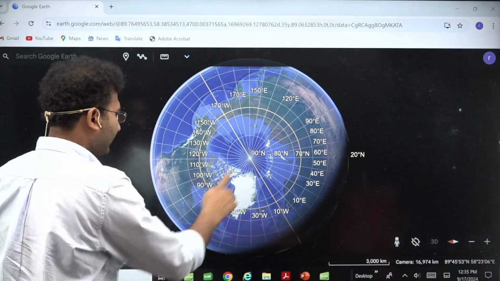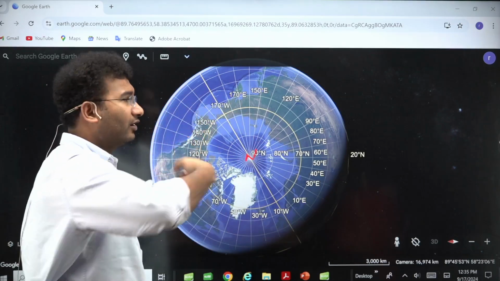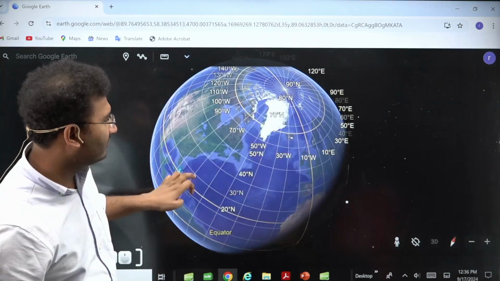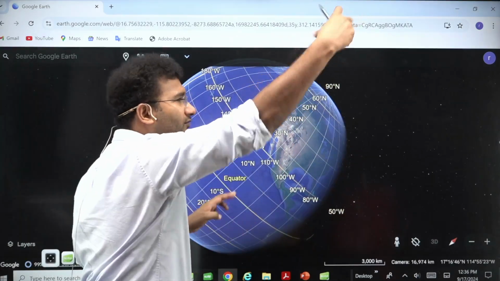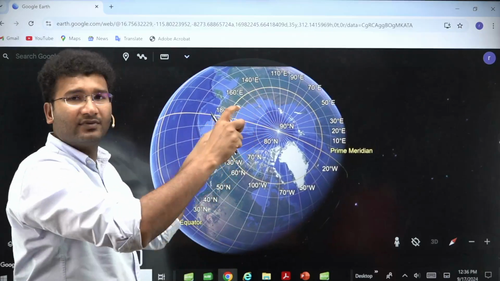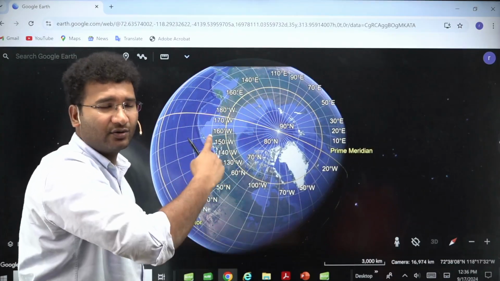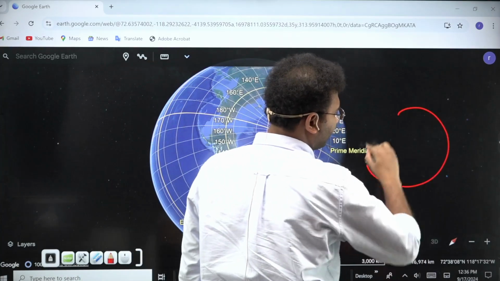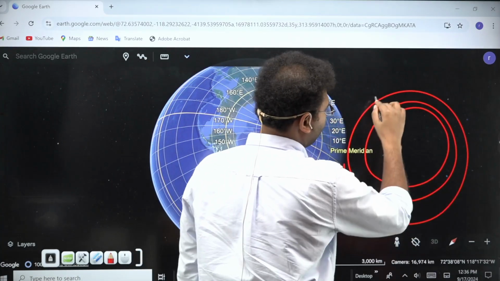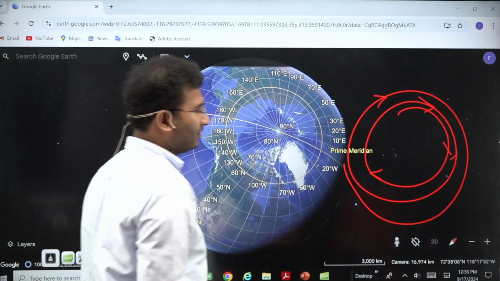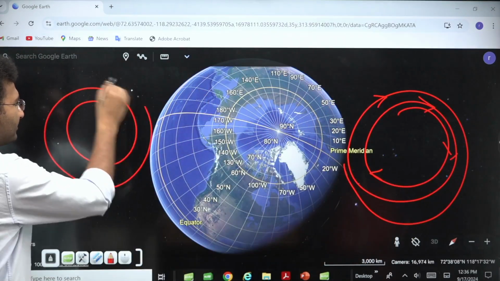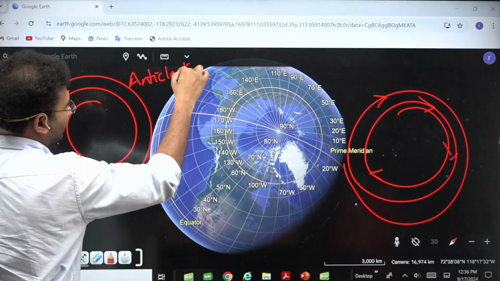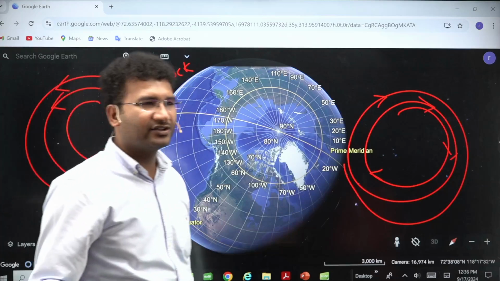So you see and tell me, you're watching from the North Pole, how is the rotation of the earth? Is it clockwise or anti-clockwise? See, earth always rotates from west to east. Now you are watching it from the North Pole, so earth rotates from west to east, and this rotation seems to be clockwise or anti-clockwise. This is how your clock rotates, right? This is called clockwise. Now opposite to the clock, if the rotation is like this, this is called anti-clockwise.